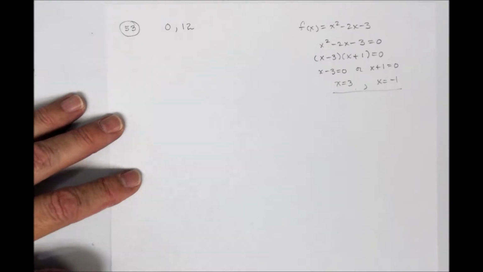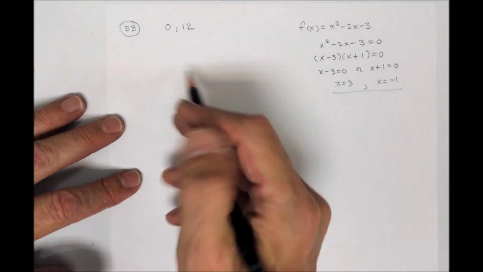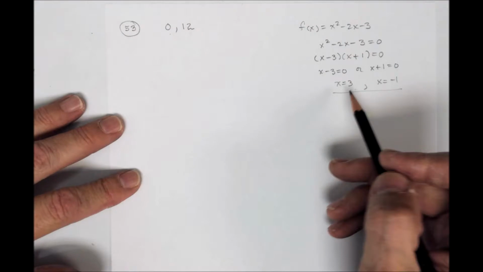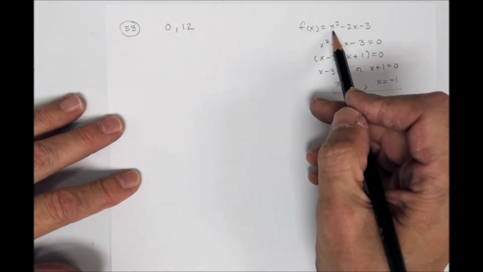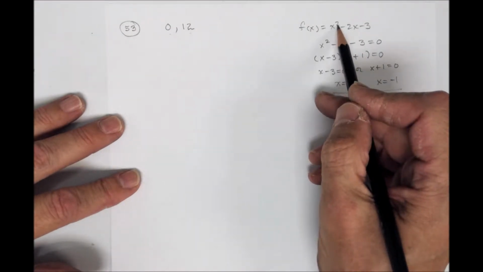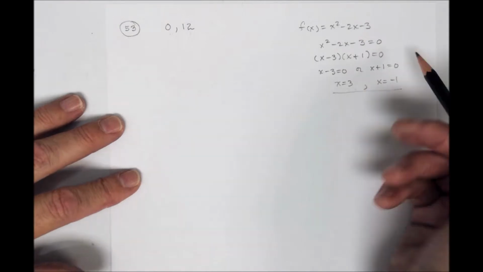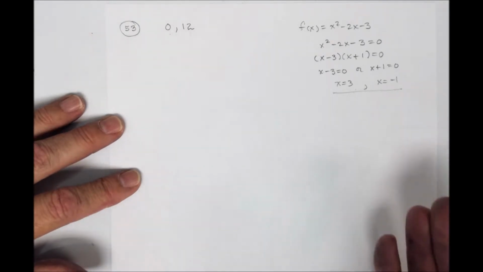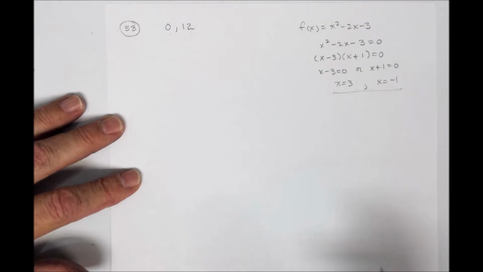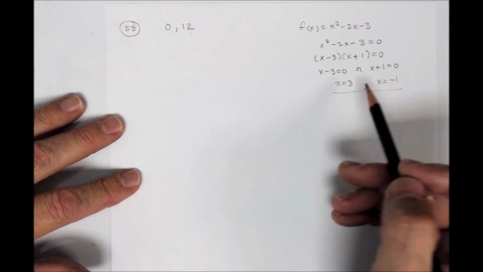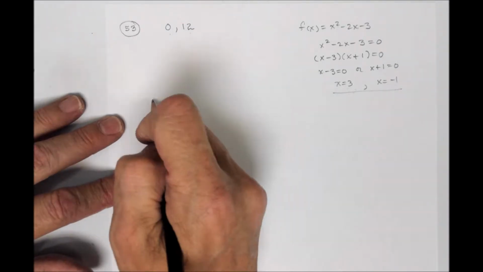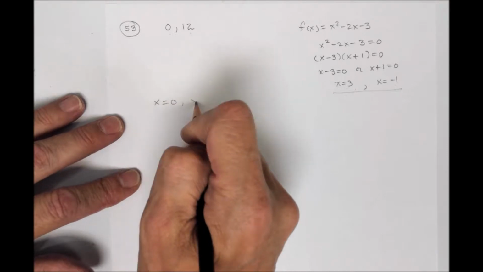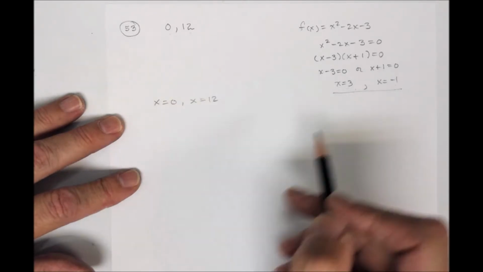Now, the good news is for problem 53, they only gave us two zeros. Like here, I only had two zeros. And do you see how I had a quadratic? Degree two, two zeros, right? So I'm going to make this as simple as possible. And what I'm going to do is I am going to come up with a quadratic equation. Now, what you could do if you wanted to is you could work backward. You could say, all right, x equals 0, x equals 12, and then from here go to this.